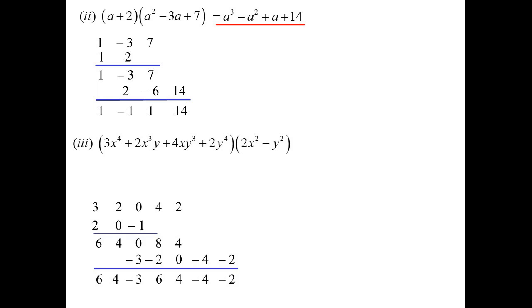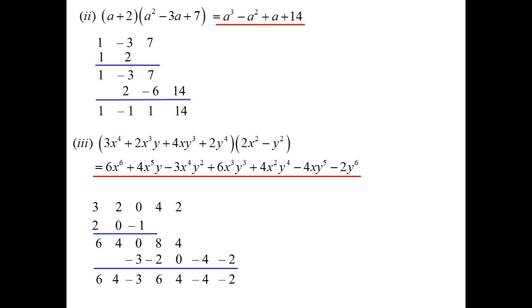What would the highest power be? X to the 6. Whoop, hang on. There we go. X to the 6, there's our answer. Start at the 6, powers of x are going down by 1, powers of y are going up by 1.